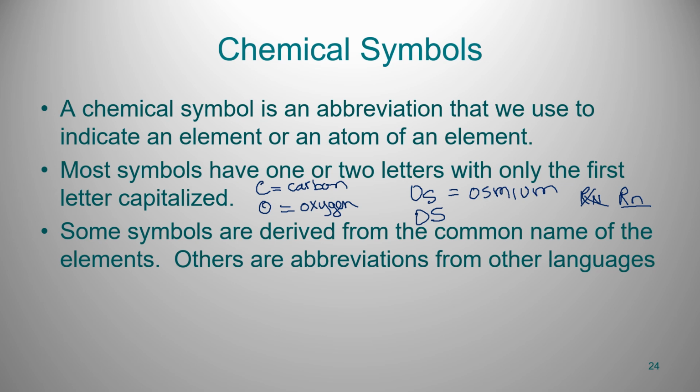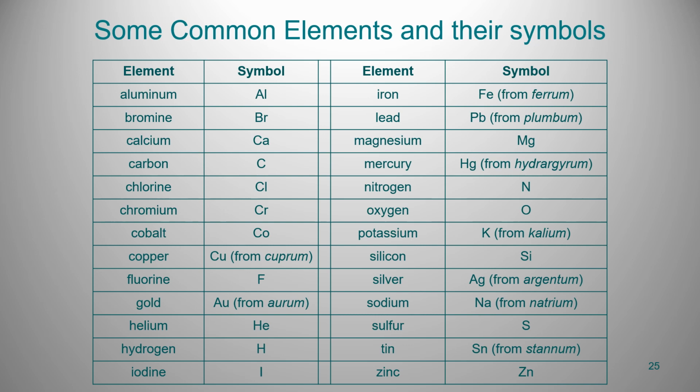Some symbols are derived from other languages, especially Latin. Let's look at the next slide, which has some of those. Here are some common elements: aluminum, bromine, calcium, carbon, chlorine. You can see that oftentimes they match, like Cl, chlorine, carbon, chromium, Cr, cobalt, Co. Again, make the lowercase letter smaller so that you're not talking about carbon and oxygen.